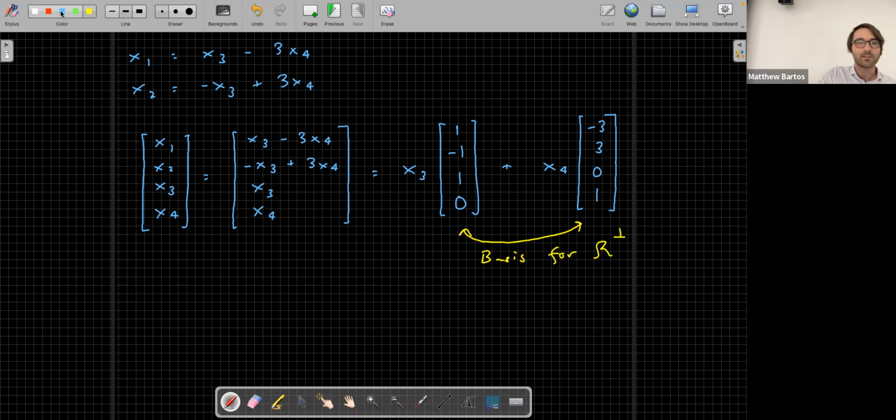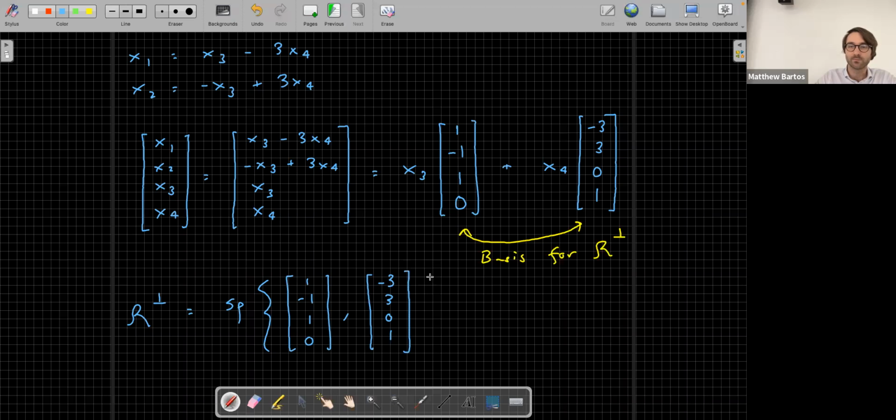So we can write that our complement is equal to the span of these two vectors: 1, negative 1, 1, 0, and negative 3, 3, 0, 1. And that is how you find the orthogonal complement of a subspace.